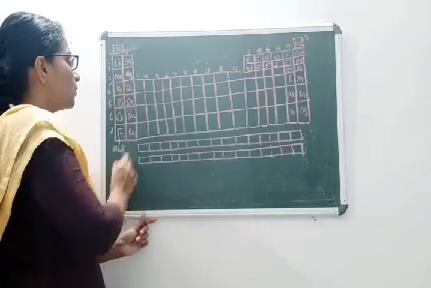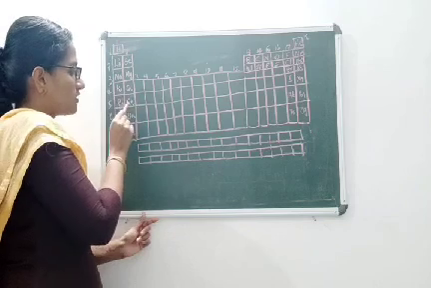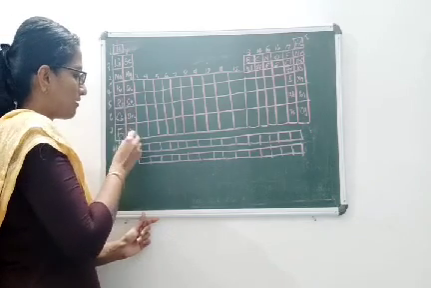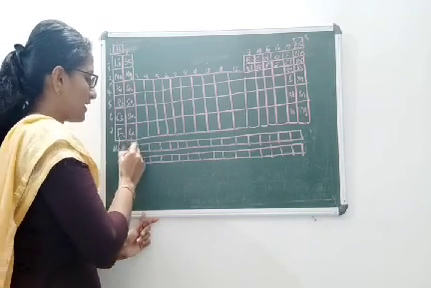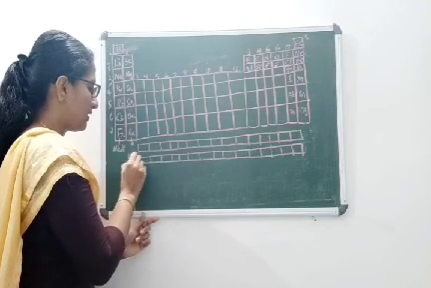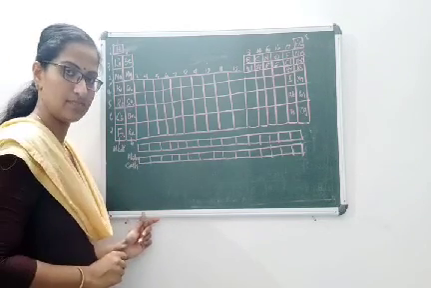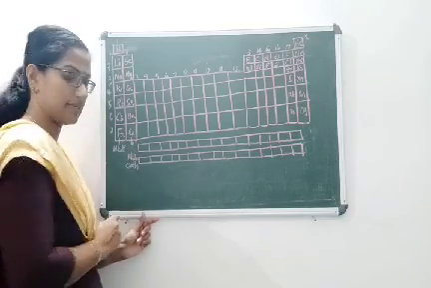The second group consists of beryllium, magnesium, calcium, strontium, barium and radium. They are known as alkaline earth metals.